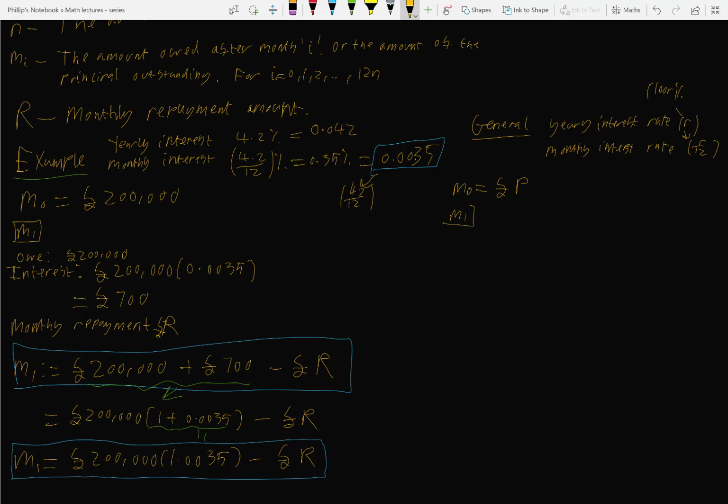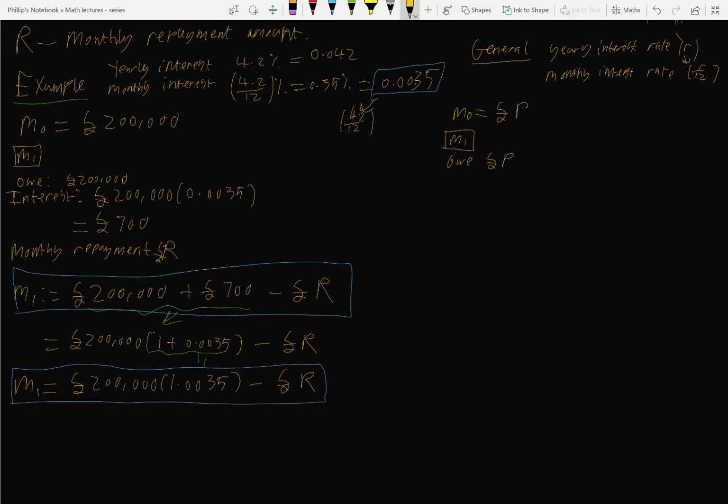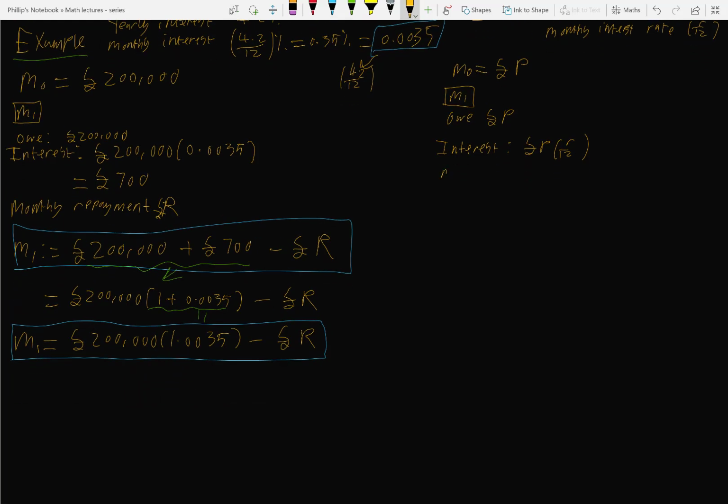So at M1, we owe P pounds, the principal. The interest is P pounds multiplied by R over 12. We can't say it equals 700, because we don't know what P is, so we leave it like this. Then there's the monthly repayment, which we still don't know. It's an unknown variable in both instances, and we're trying to find it, given the initial principal and the yearly interest rate. So the monthly repayment is still capital R.